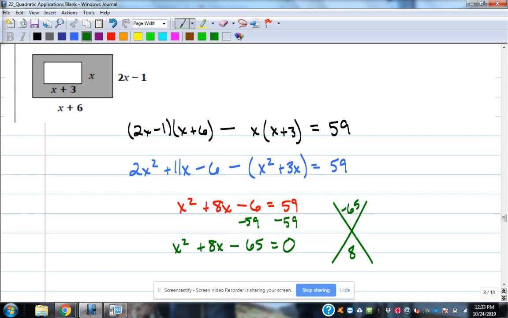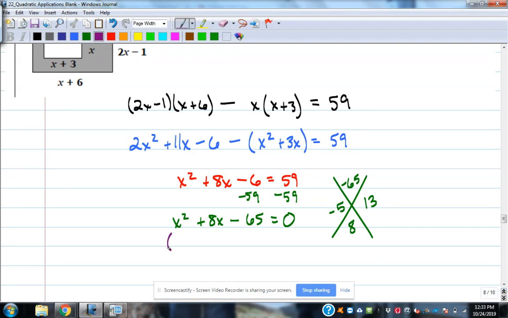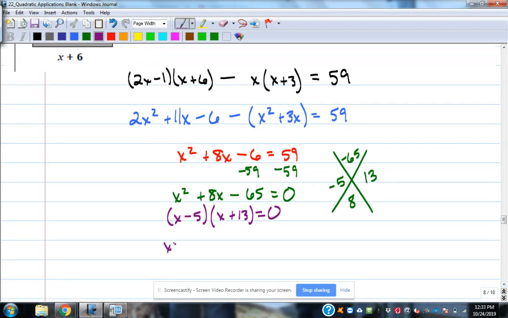It ends in a 5, so a 5 goes into it 13 times. Which one should be negative? The 5, because we want it to add to a positive number, so the bigger number has got to be positive. Can I use my shortcut? Oh, yeah. x minus 5, x plus 13. So x equals 5 and x equals negative 13. We know that negative is out.